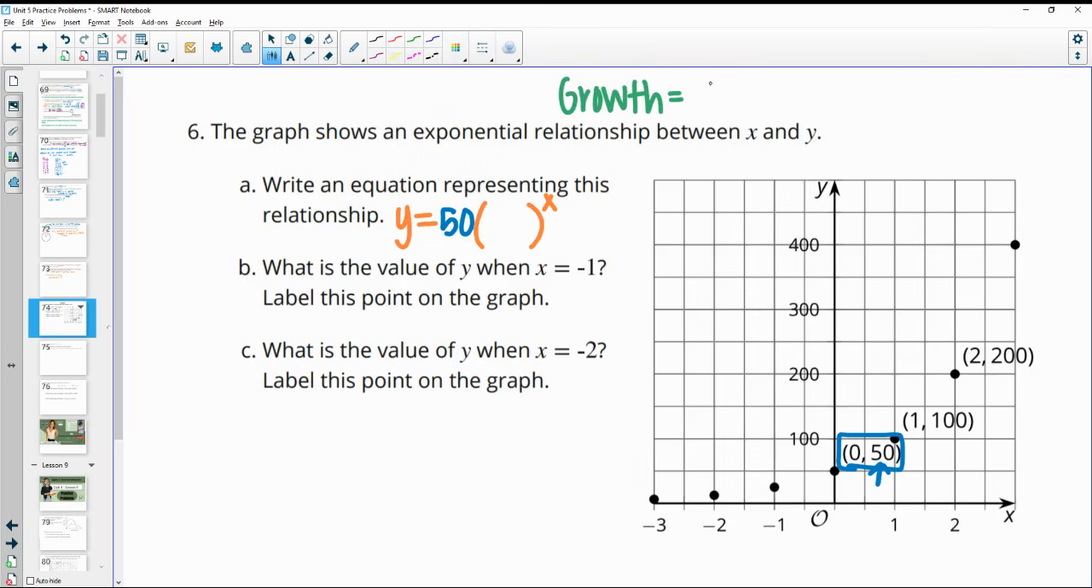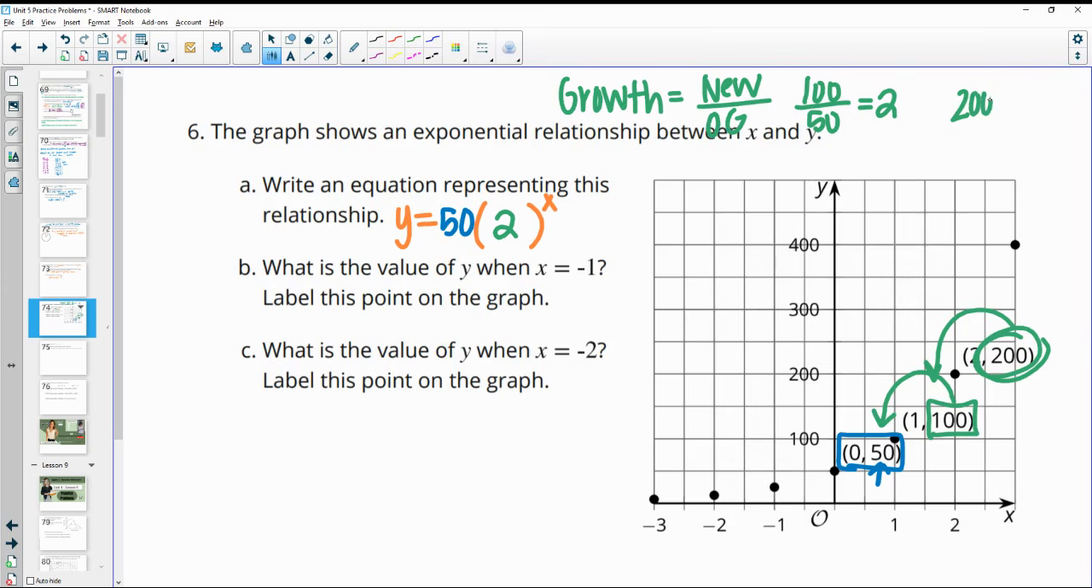So to find the growth factor, we're going to take a new value divided by the original value, or the one right before it. So we're going to take this one divided by the previous one, so 100 divided by 50. And we see that that's 2 times bigger. So then that's our growth factor. And you can check it to make sure it stays. So you could also look at 200 divided by 100. And that again is a growth factor of 2.